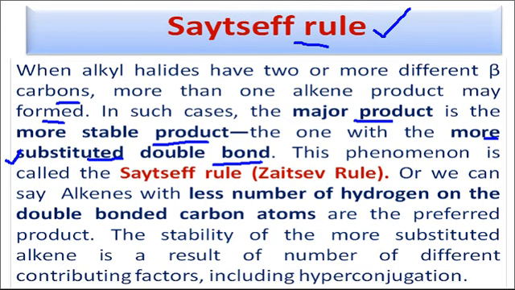So we can say alkenes with less number of hydrogen on the double bonded carbon atom. That means the double bonded carbon atom must have the more substituted groups on them, a preferred product. Why? Because the stability of these more substituted alkenes is due to the hyperconjugation also. So due to the more stability of such alkenes, the products are formed as a major product in which the doubly bonded carbon atom has more substituents on them.